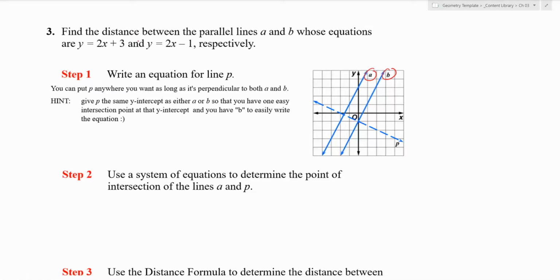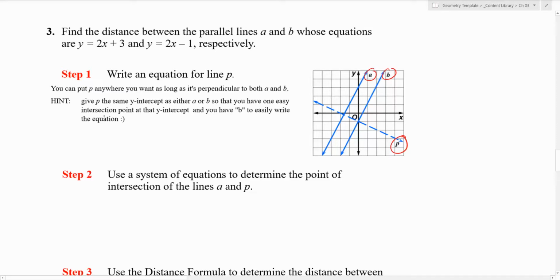So, it seems like we need to find a line perpendicular to both of them, then find the points of intersection of that perpendicular line, in this case P, intersecting here. If we can find those 2 points of intersection where P intersects A and B, then we can find the distance between those points. You can put P anywhere you want as long as it's perpendicular to both A and B, right? So P could intersect up here, it could intersect up here. It doesn't matter. The perpendicular distance between these two lines is the same.